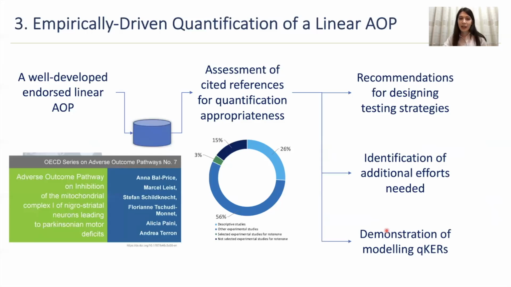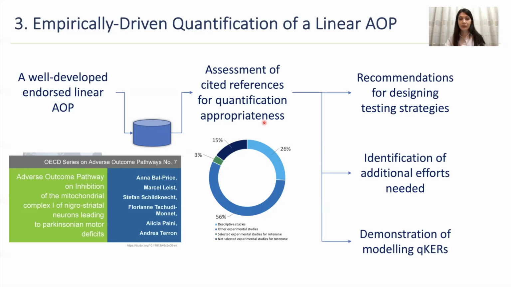I'll continue with the last methodology that we've developed, and that's about investigation of the possibility to quantify a linear AOP based on literature. For that purpose, we've chosen the linear AOP for Parkinsonian motor deficits, which is a well-developed AOP, and it's also endorsed. And we assessed the references cited in this OECD publication for quantification appropriateness.